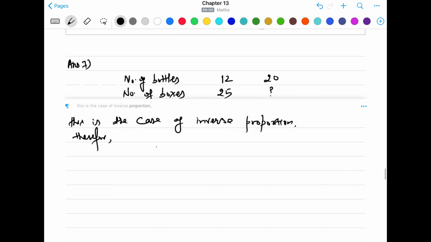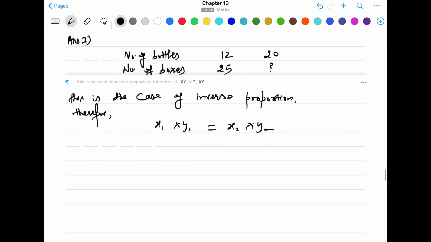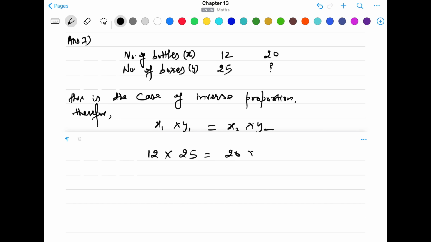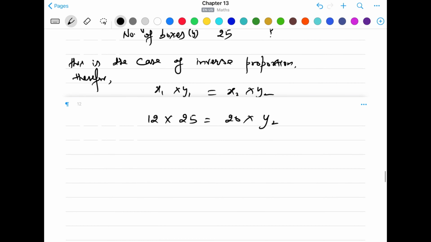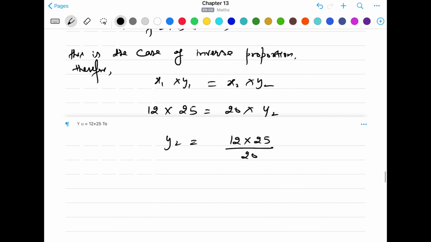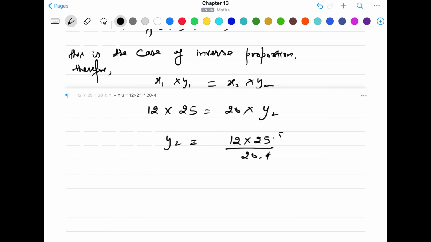Therefore, we can use the relation x1 into y1 equals x2 into y2. Simply considering these as the values of x's and these as the y's, x1 is 12, y1 is 25, x2 is 20, and y2 we have to calculate. So y2 is 12 into 25 divided by 20. When you divide these two by 5, you will get 4 here and 5 here, and 12 divided by 4 will give us 3 here.